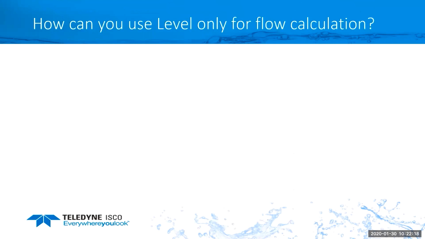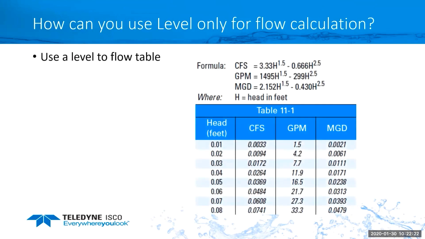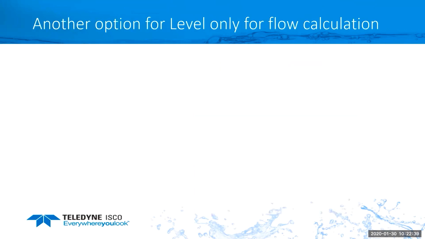So continuing on that, how can you use the level only to calculate flow? One, you can just use a level to flow rate table. The ISCO flow data handbook has lots of tables in there depending on what your application is. Or you can use a flow calculation to determine your flow rate.